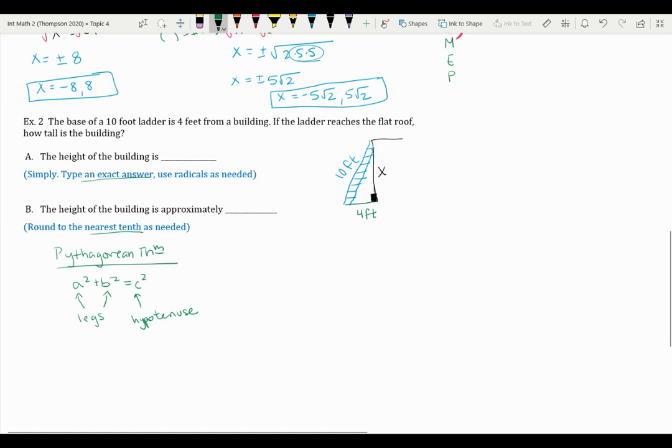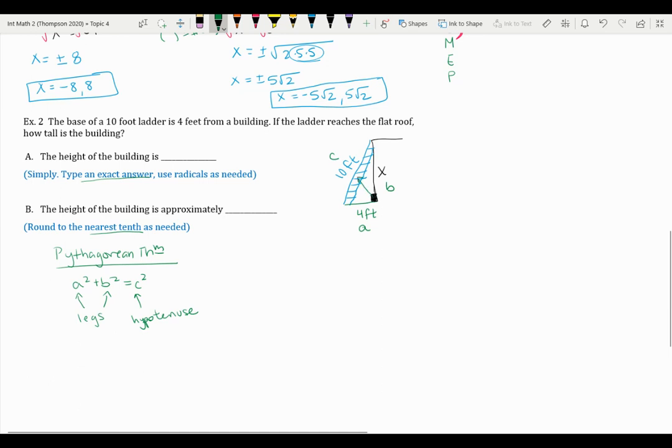We have a right triangle with 2 legs and a hypotenuse. It doesn't matter which leg is A and which leg is B. It does matter that C is the hypotenuse. So C needs to be this side across from the right angle.